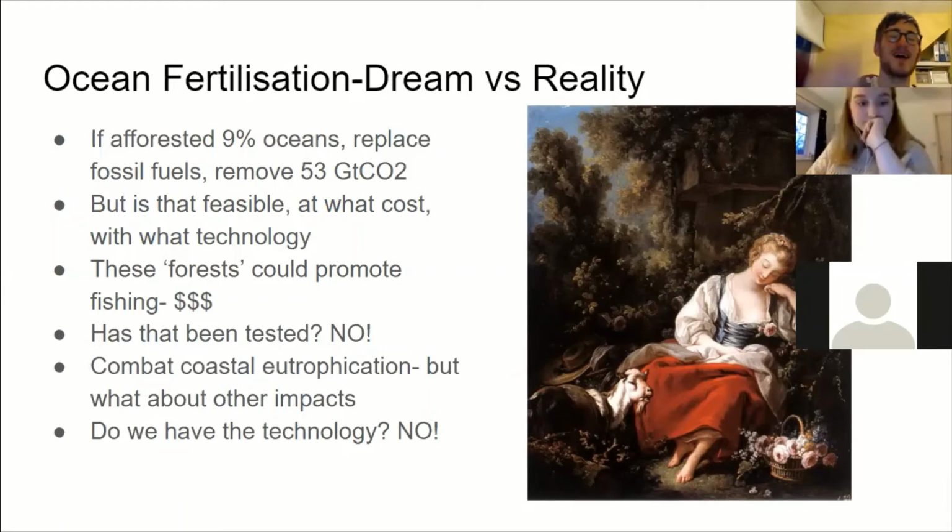We can carry on doing this, because you're cutting them and then you're digesting them and storing them, rather than trees where you're just letting them grow and stay. So this one, it would be constantly replacing them. So therefore it would be constantly removing, whilst trees kind of remove, and then just kind of stay. But the question is, is that feasible? Could we afforest 9% of the world's oceans? That would be bigger than whole countries.